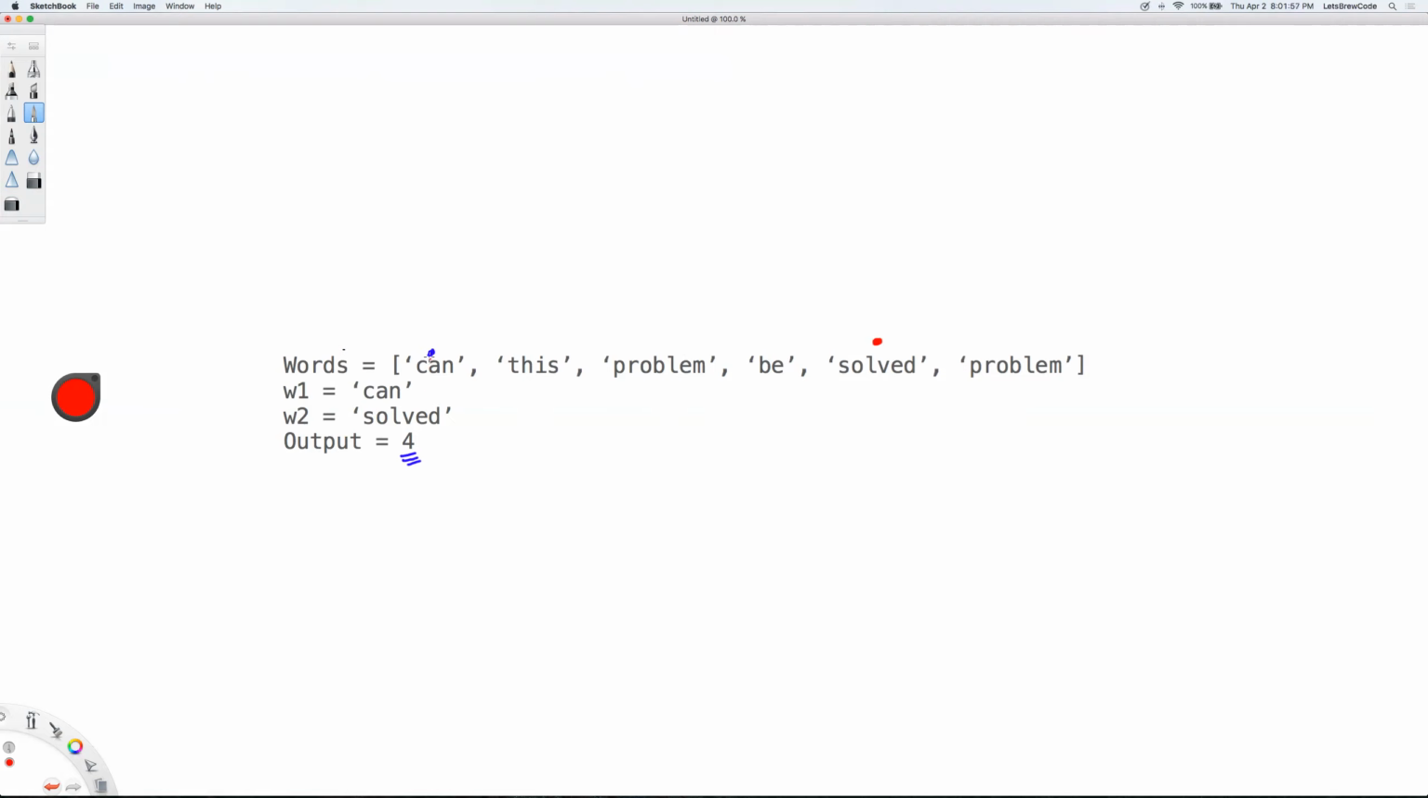So I can start with can and look for every possible solution where salt is present. If it's present here, then measure the distance. I can keep a running sum somewhere, let's say this is my result. If this is the case, I'll put 4 here. Then I look for any other occurrence of can. There is no occurrence, hence this is the solution. For the other scenario, for example, there's problem and solved, right? So the target number one in that case is, let me get rid of this.